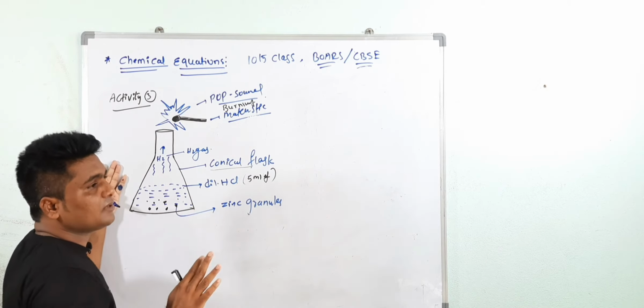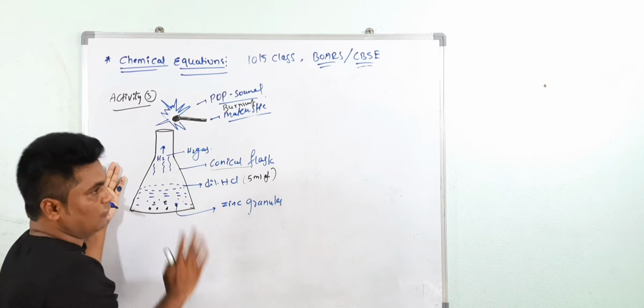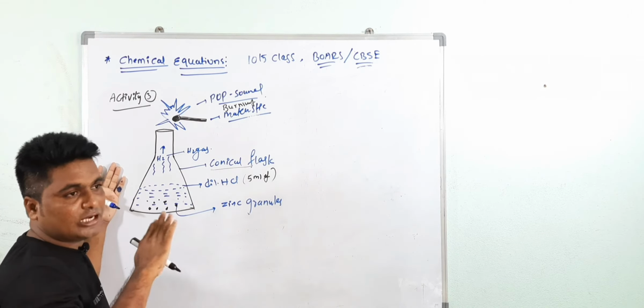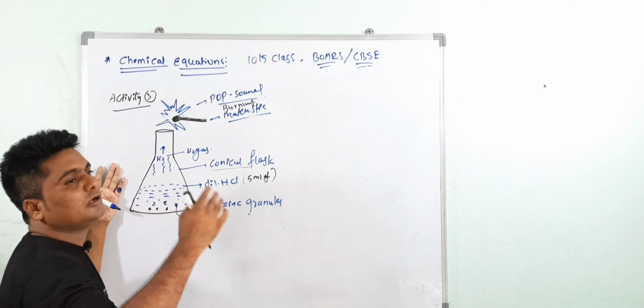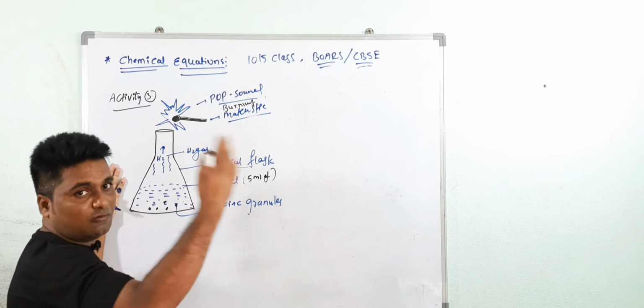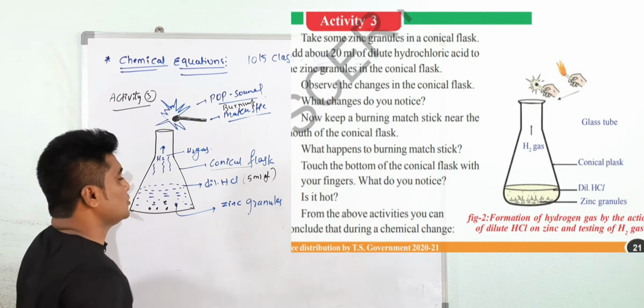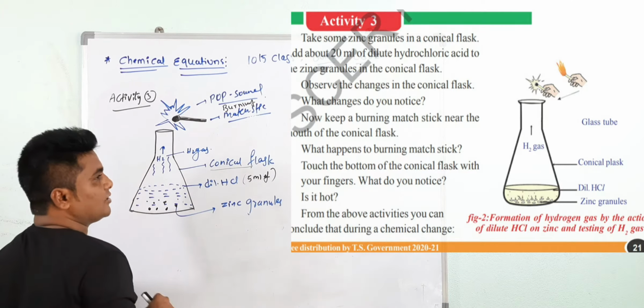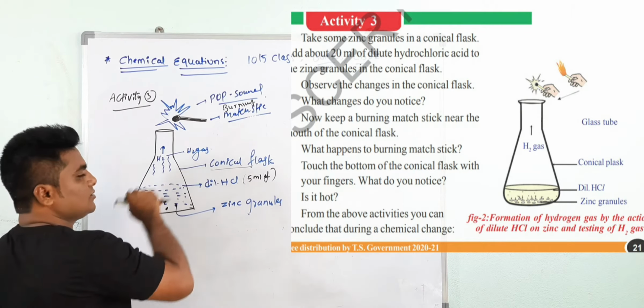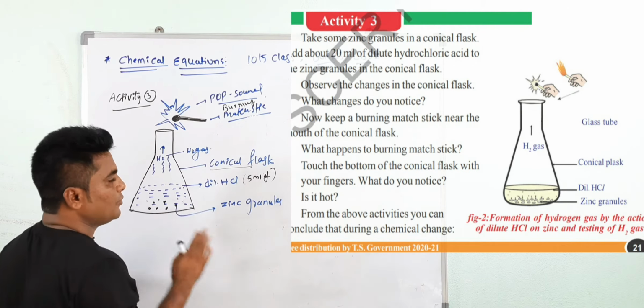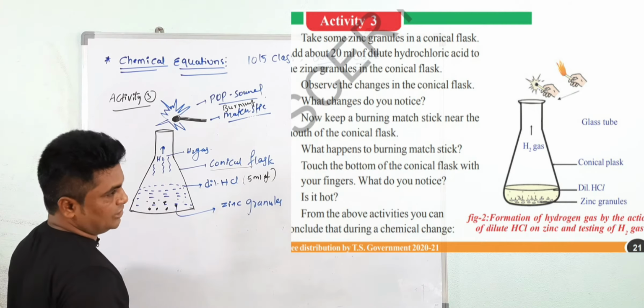It means in some chemical reactions gas is also evolved. Before that, in the first activity, some heat was evolved. So this is also an exothermic reaction. If you touch this conical flask, you feel hot because some amount of energy is released here.